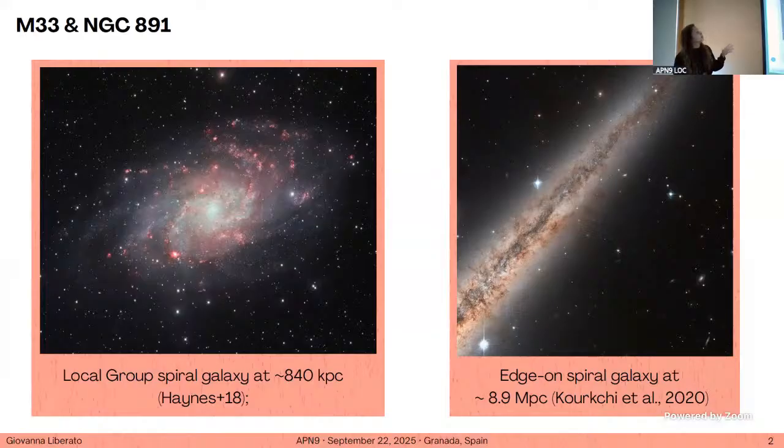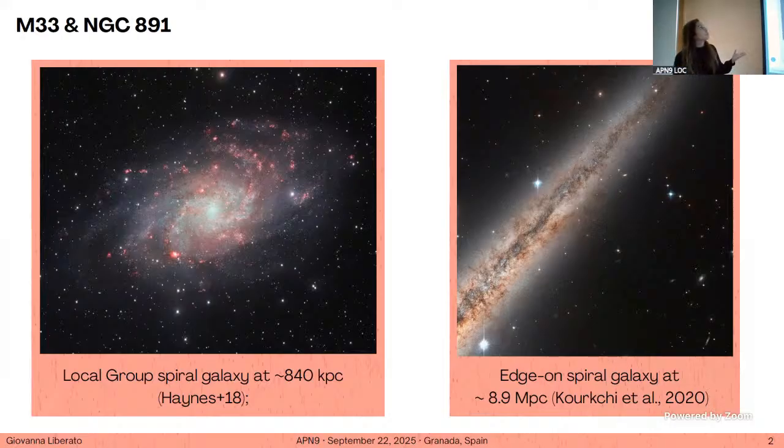M33 is a spiral galaxy here in the Local Group with M31 and the Milky Way. They are the three largest spirals in the group. Although there are a few studies about its planetary nebulae population, they are not very much explored in comparison with M31, for example. Our idea is to use photometric data, the J-PLUS data that I'm going to talk about in a little bit, to see what we can infer from the planetary nebulae population of this galaxy.